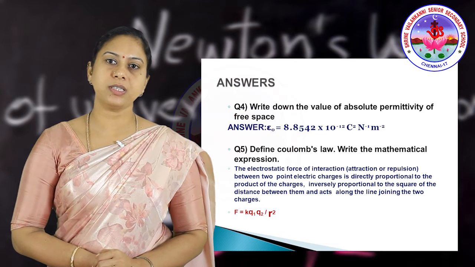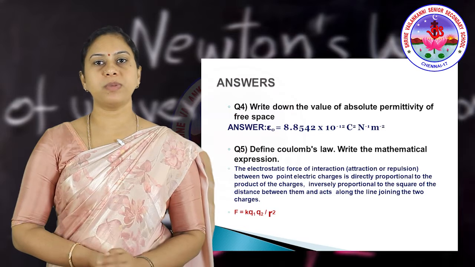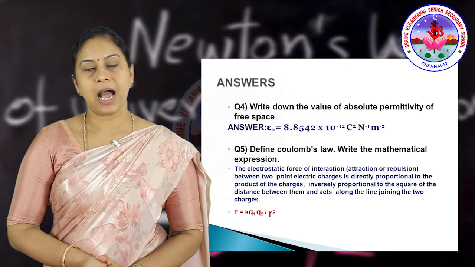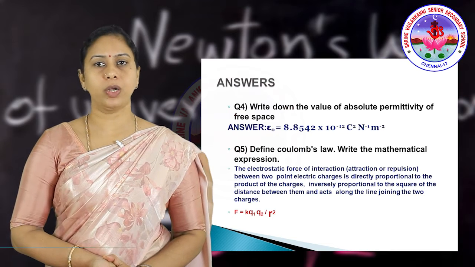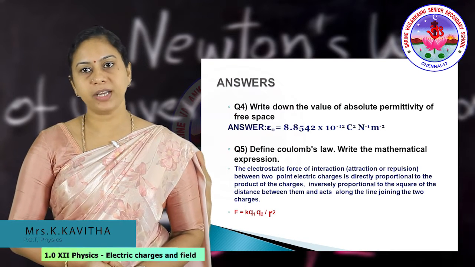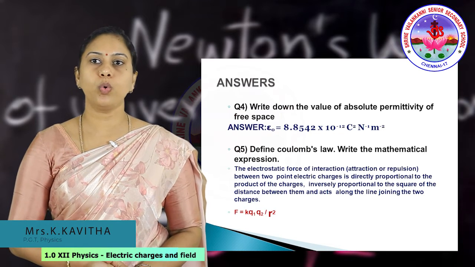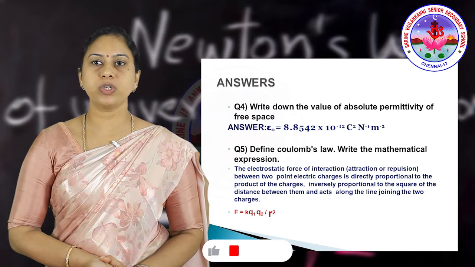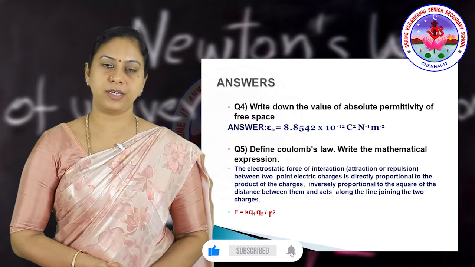The fourth question is, write down the value of absolute permittivity of free space. Absolute permittivity of free space is nothing but the epsilon naught value. Epsilon naught is equal to 8.8542 into 10 power minus 12 Coulomb square Newton power minus 1 meter power minus 2, right?